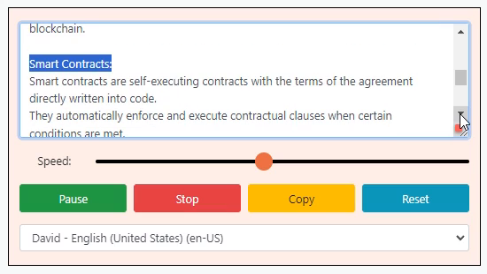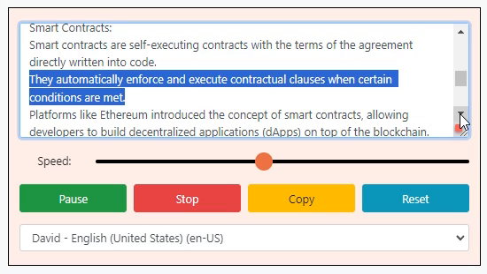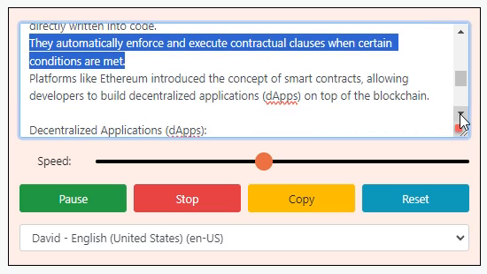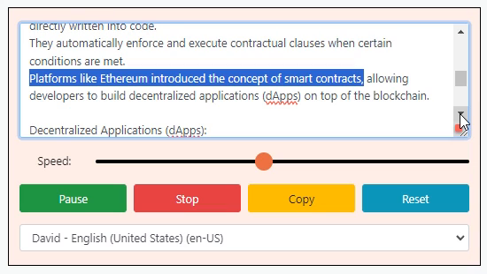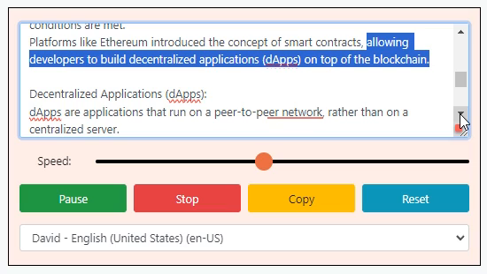Smart contracts. Smart contracts are self-executing contracts with the terms of the agreement directly written into code. They automatically enforce and execute contractual clauses when certain conditions are met. Platforms like Ethereum introduced the concept of smart contracts, allowing developers to build decentralized applications, dApps, on top of the blockchain.